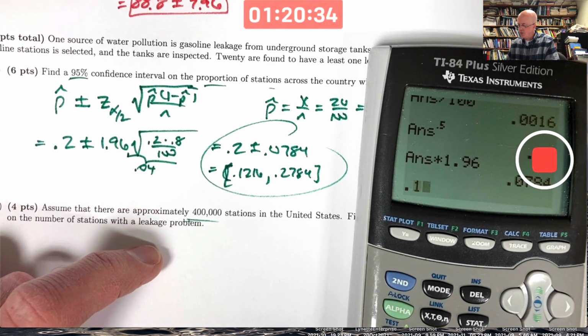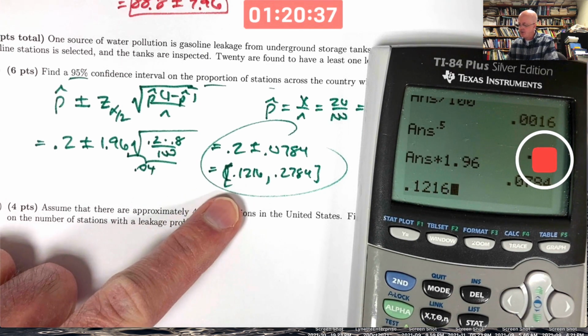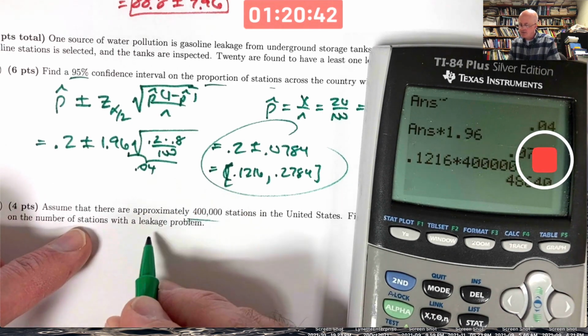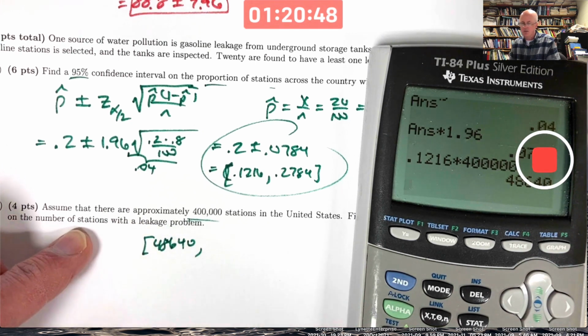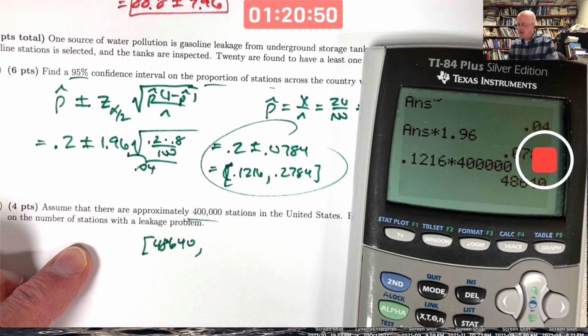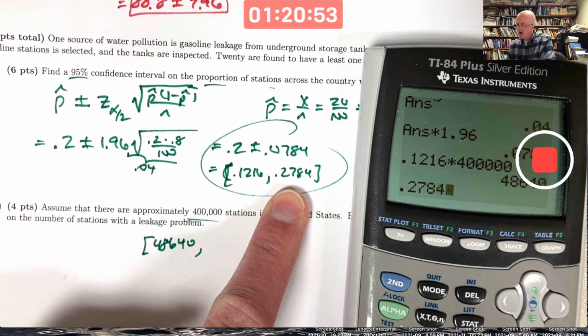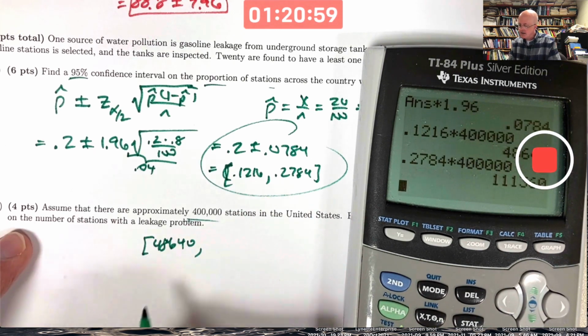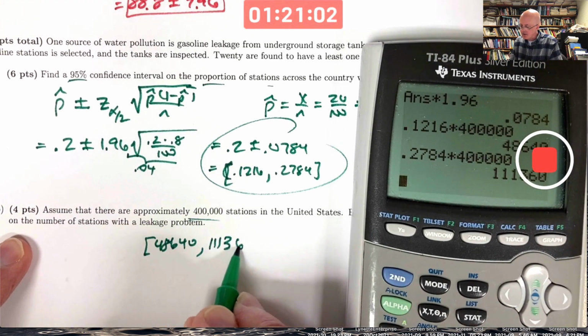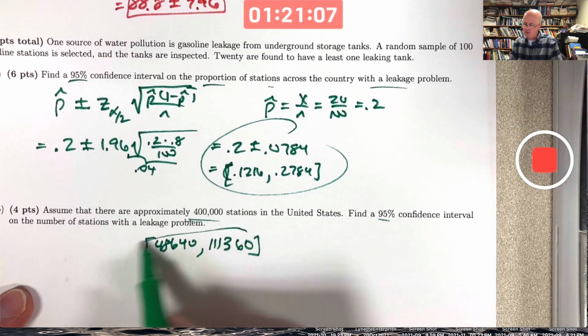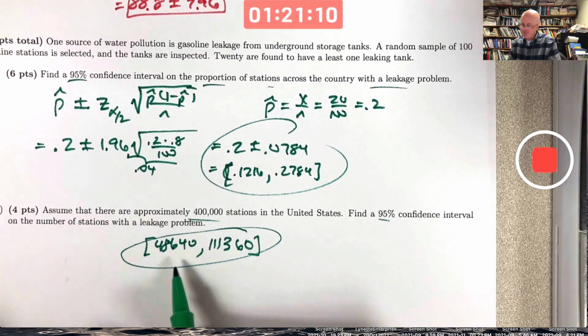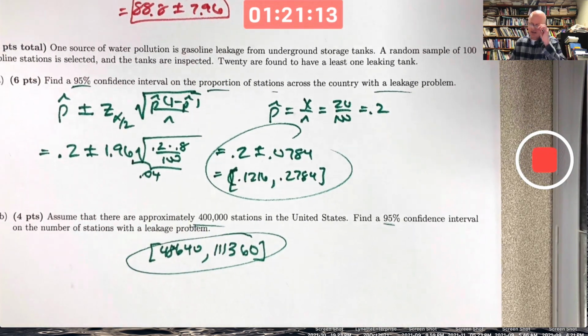So 0.1216 is your left endpoint for the proportion with the leakage problem, times 400,000 gives 48,640, probably too many significant digits. Probably best to round it to 49,000 or something, but we won't worry about it. 0.2784 times 400,000 is 111,360. So we're 90% confident that the number of stations in the US with a leakage problem is between these two numbers, and it's probably best even to round to 50,000 to 110,000 might be the best thing to round to.